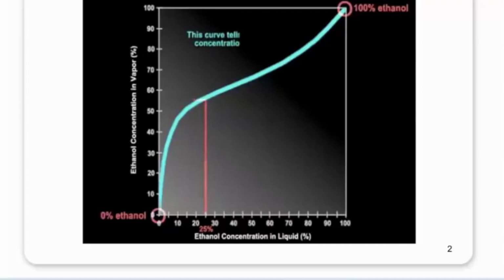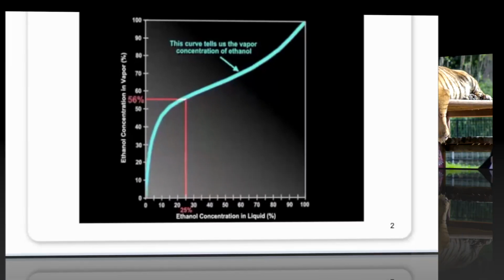For the example on the previous page, this curve will tell us what the vapor concentration of ethanol is. Recall that the liquid mixture is 25% ethanol and 75% water. If we find this point on the curve, we see that the concentration of ethanol in the vapor is 56%.